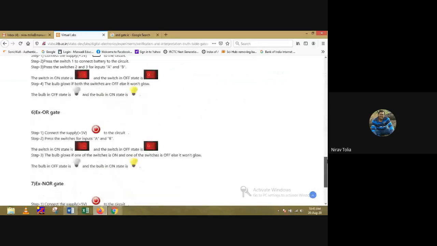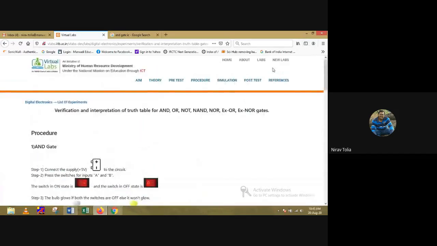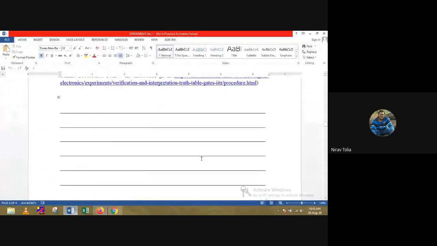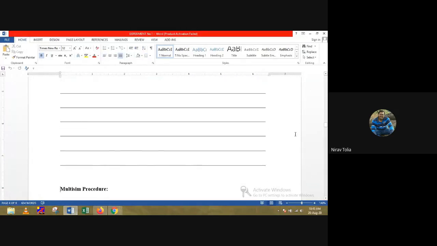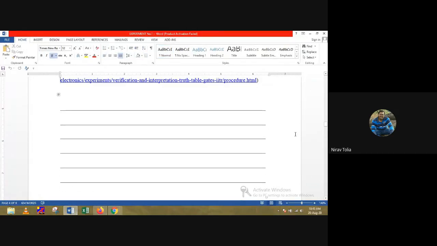It is not compulsory that you follow this only, and you do not have to write for each and every gate. Just write the procedure in your language for any one particular gate. I am giving you a small space like this only, so write down the procedure in your own language in 4 or 5 lines. It is not compulsory, and only for one particular gate; there is no need to write the procedure for each and every one of the 7 gates.